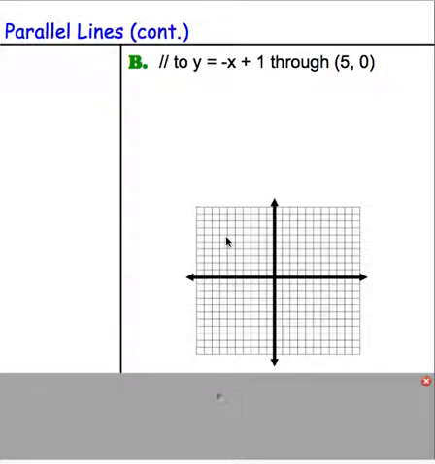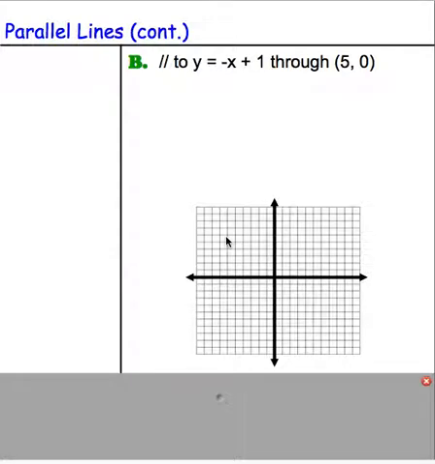Now that we've had a chance to try a problem out with walking through the steps, I realize we just started this video, but I want you to pause it and try to complete this problem on your own, and then press play so that way you can check to see if you did it correctly. All right, let's check this.